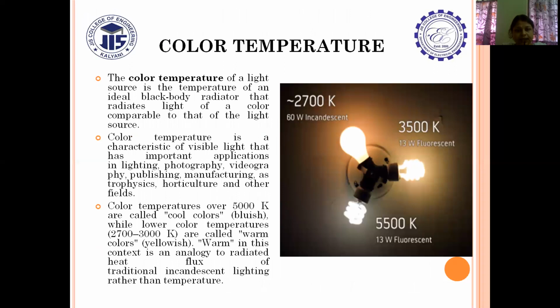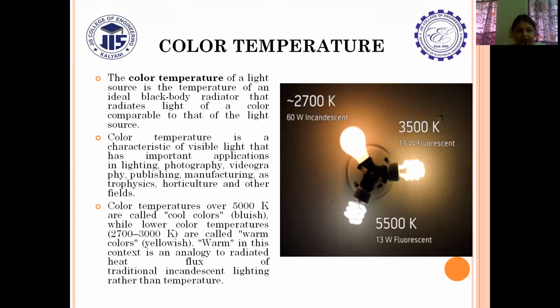Okay. Next, another important term is color temperature. I think all of you know about color, but it is a characteristic by which we can recognize any object. Generally, there are three primary colors: RGB, that means red, green, and blue.